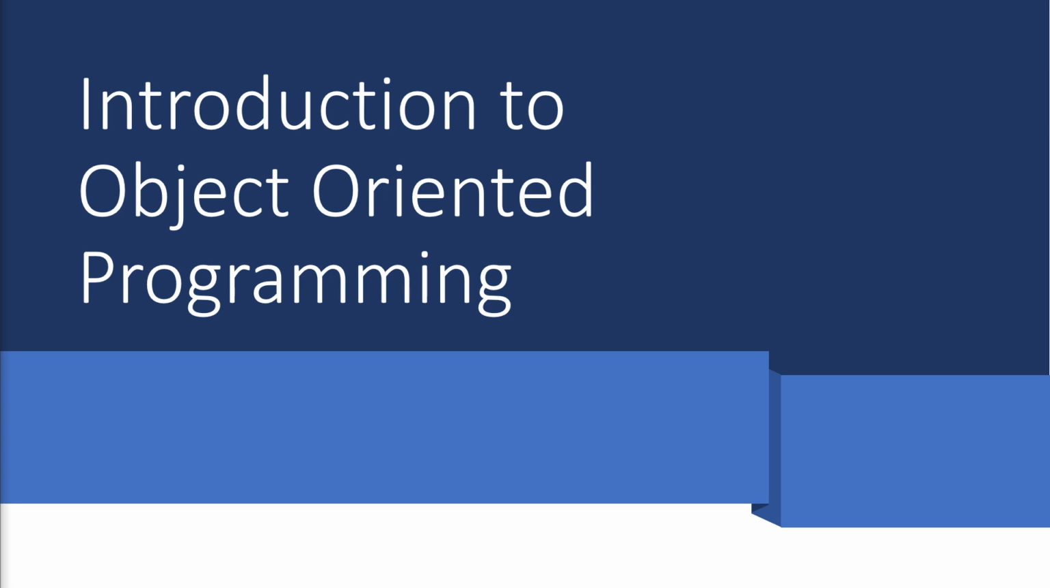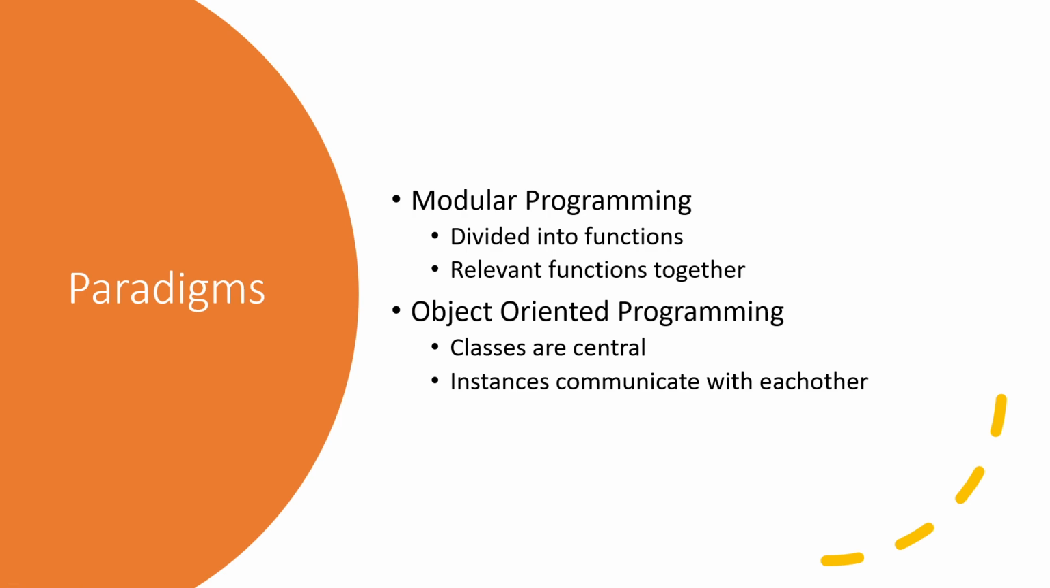Today we are going to be looking at object-oriented programming. So before, we've mainly seen modular programming, where we divide our program into functions, group these functions together, and then call on these functions. Object-oriented programming revolves around classes. So you're going to create your own object which you can interact with. We're going to see some examples here.